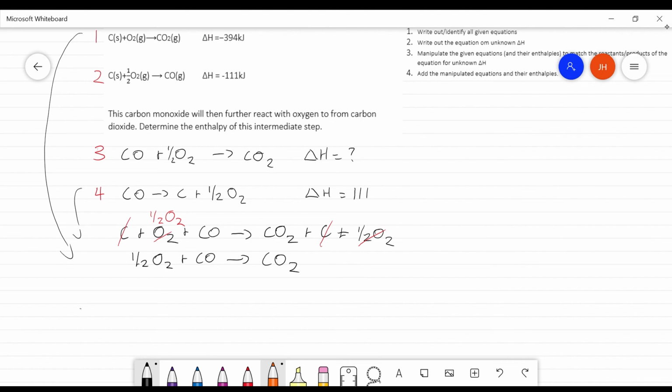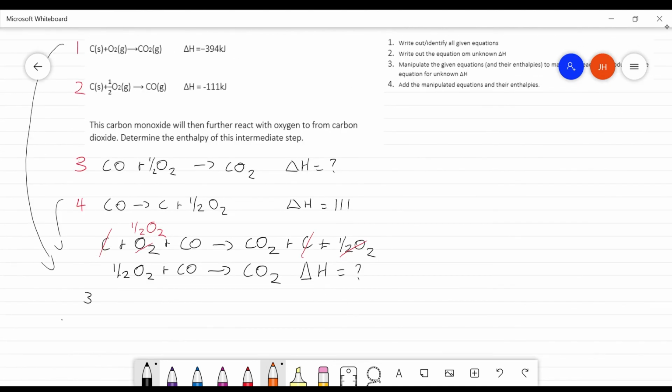You'll notice that this equation matches what was described up the top, that the carbon monoxide will further react with oxygen to form carbon dioxide. Now the only question is, what is the enthalpy? Note as well that this matches equation 3 like we wrote before. Because we formed equation 3 by putting equation 1 and equation 4 together, the same thing has to happen with the enthalpies as well.